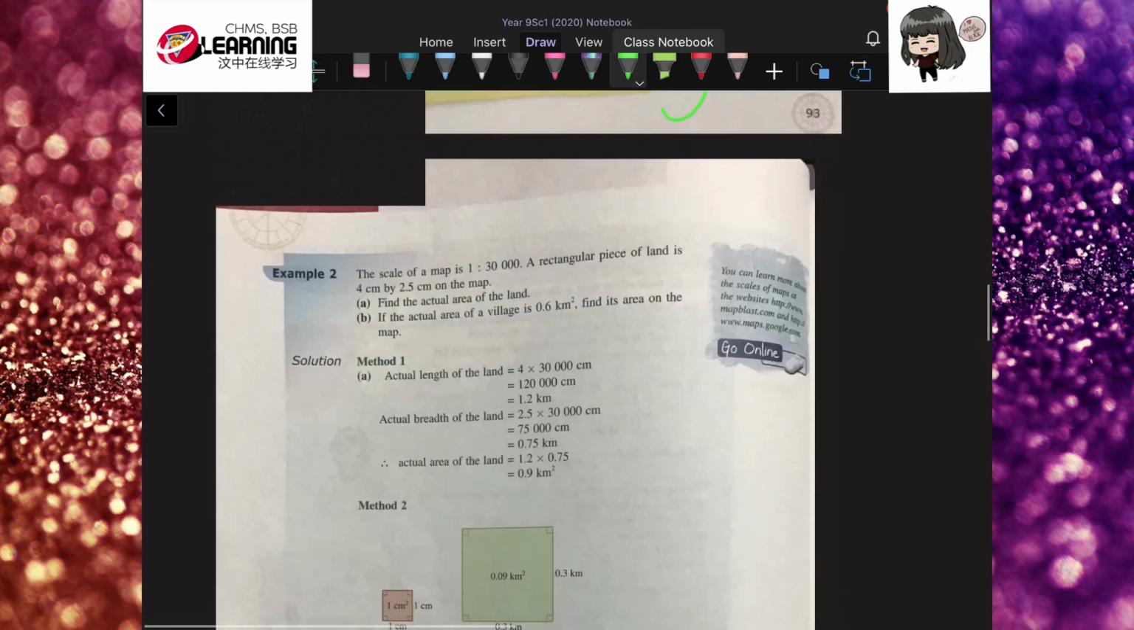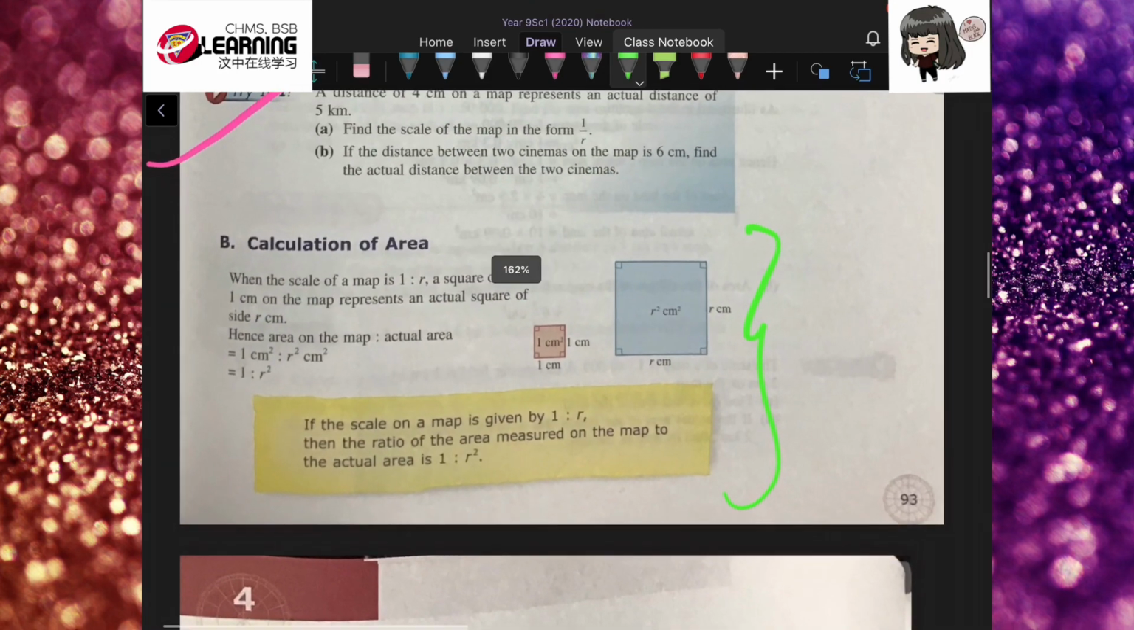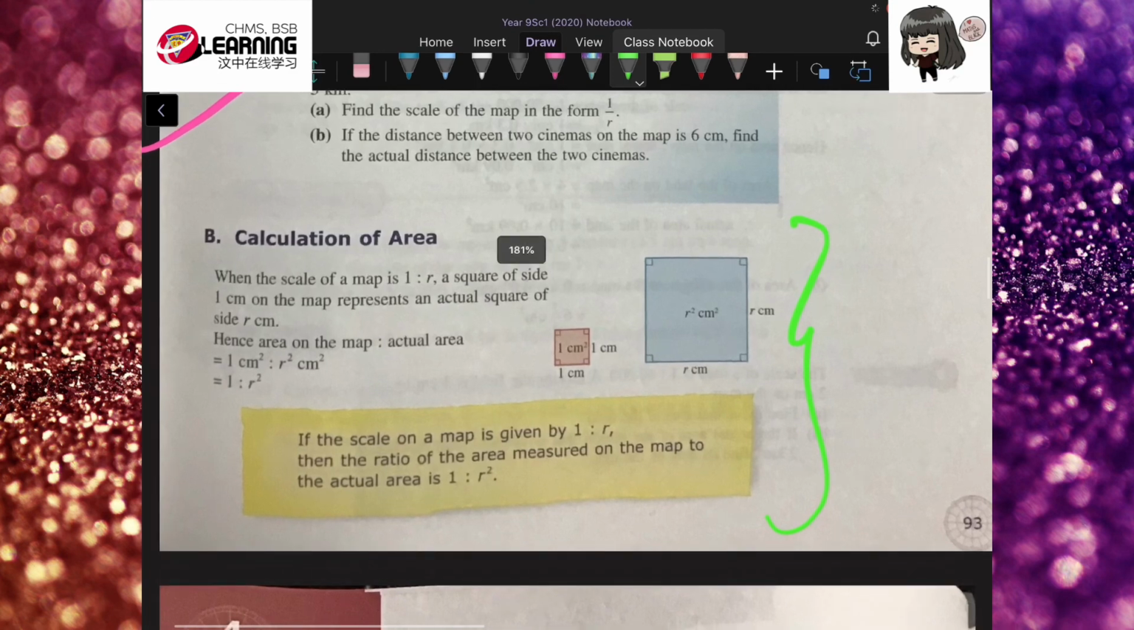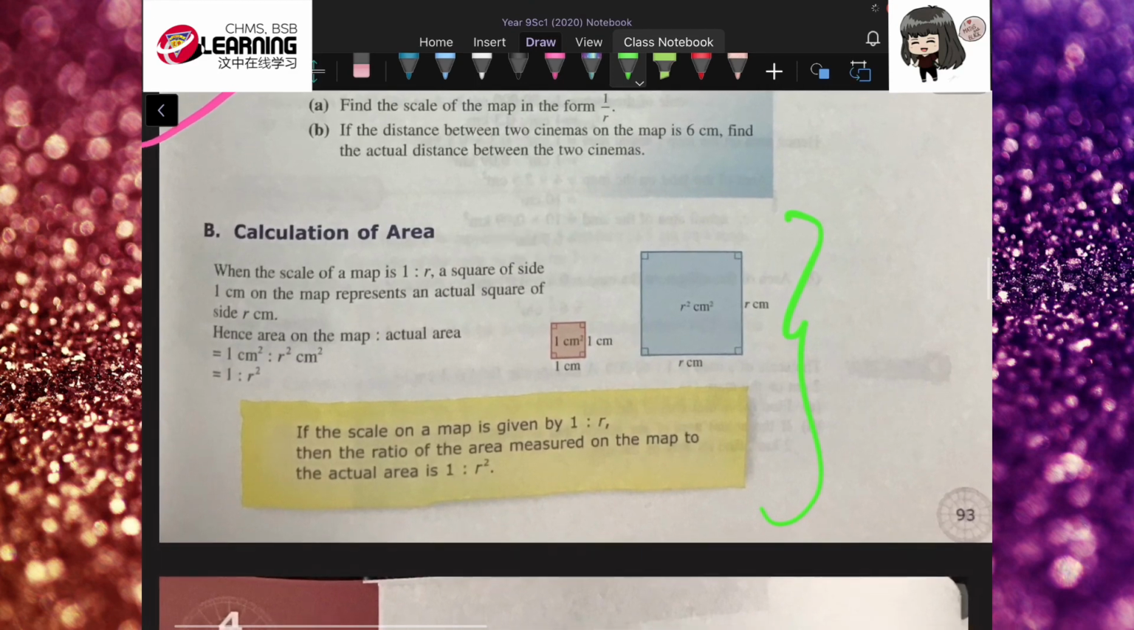So, calculation of area. In page 93 you will see this part over here. When the scale of a map is 1 to R, it is represented in centimeter. They did not write any unit, so it means centimeter. It means that 1 centimeter on the map represents an actual square of side R centimeter. So 1 centimeter is represented by R centimeter.